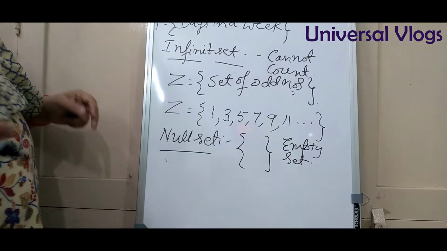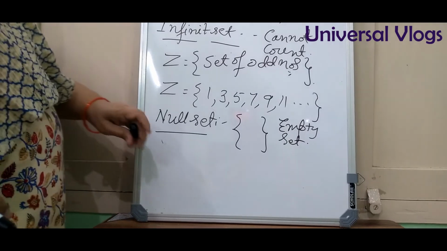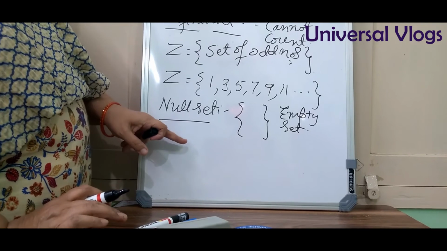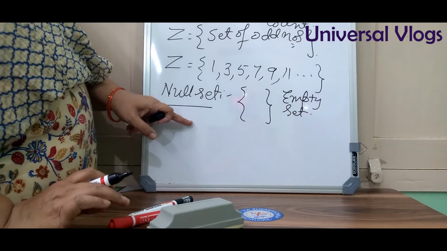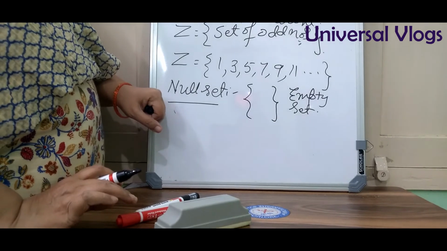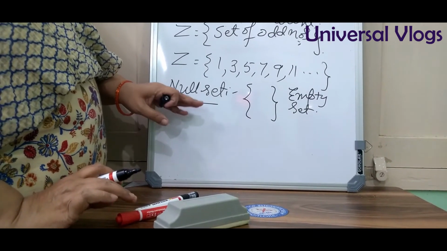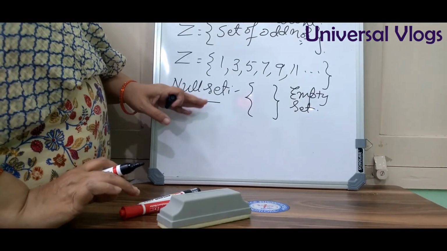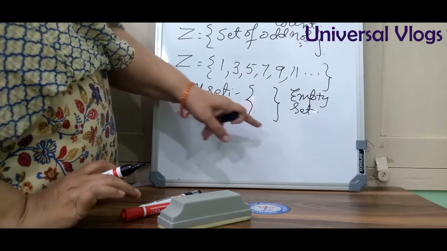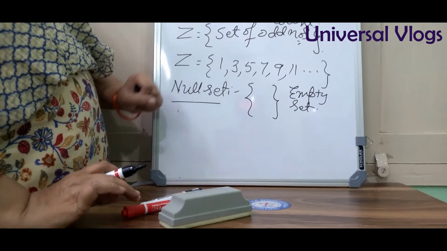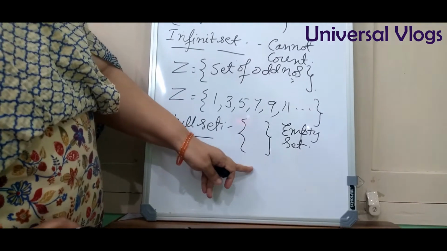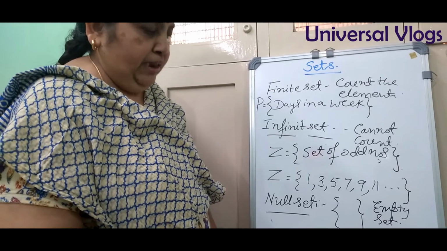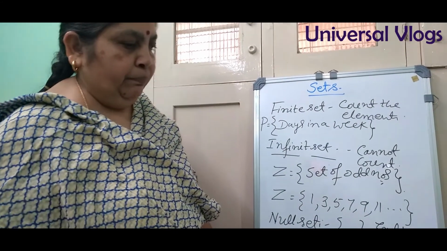Say, I will tell you, empty set means the set of the students who are having white hair in the 6th standard class. At the early age of 6th standard, no student will be having white hair. So we can consider that as the empty set. No students will be there, or no element will be there in this particular set. So this will be an empty set. Null set or the empty set.